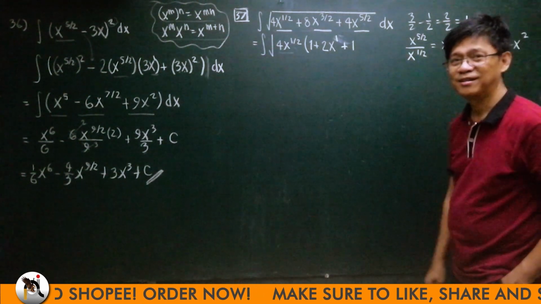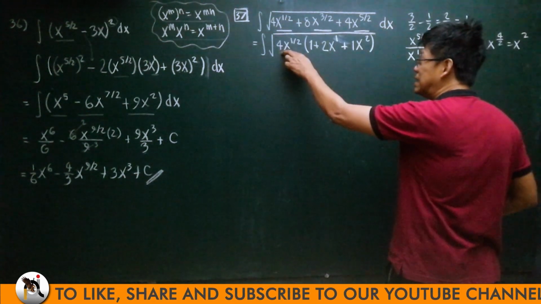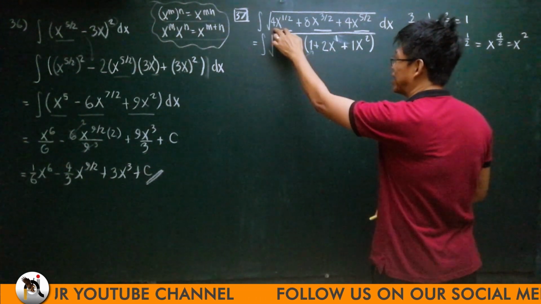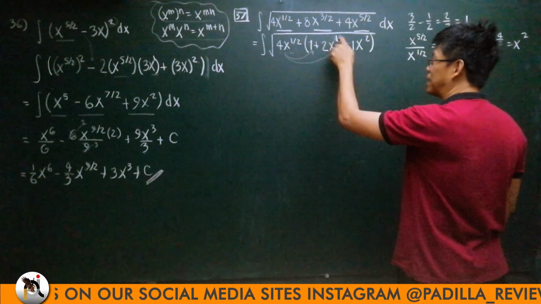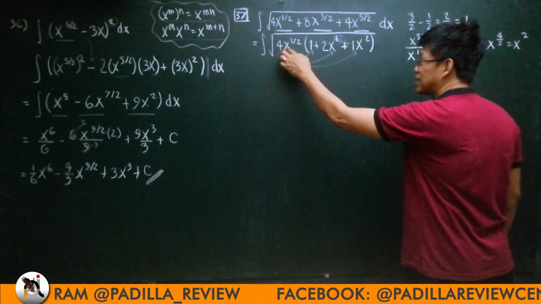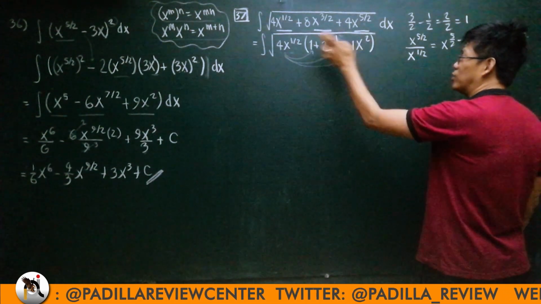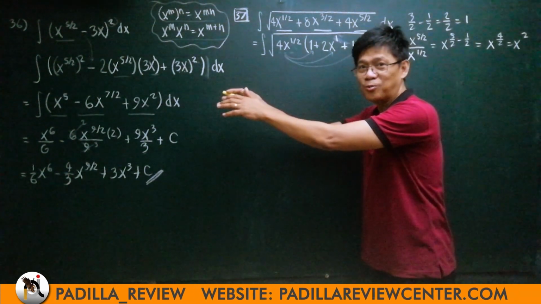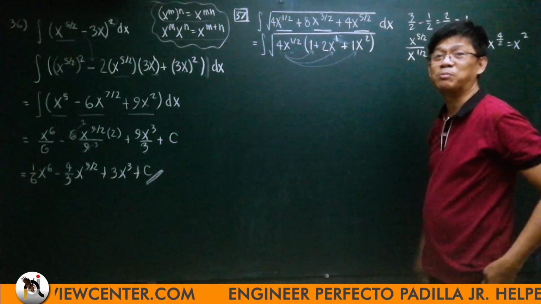Why do we divide? Because of this. We divide because when we bring this in, for example, 4x to the 1/2 times 1, 4x to the 1/2. 4x to the 1/2 times x, that is 1/2 plus 1, 3/2. 4 times x to the 1/2 times x squared: x to the 1/2 times x to the 2 is 1/2 plus 2, that is 5/2. So, in factoring out, we just divide to get the result inside. In order to expand this, we bring inside.